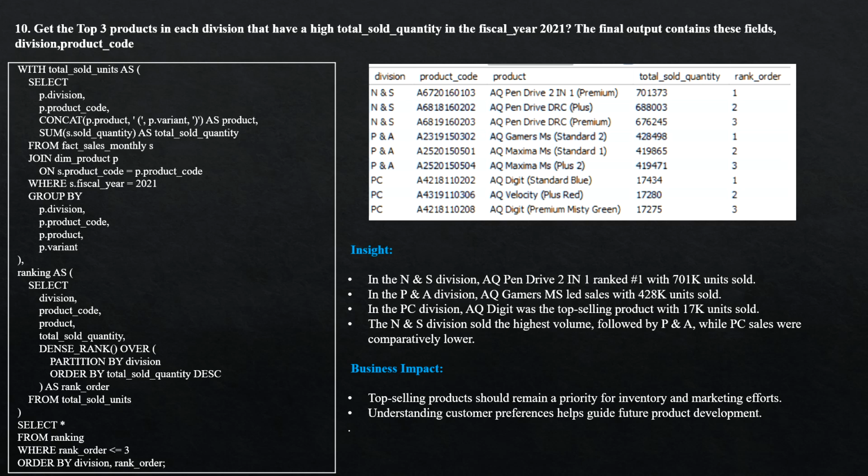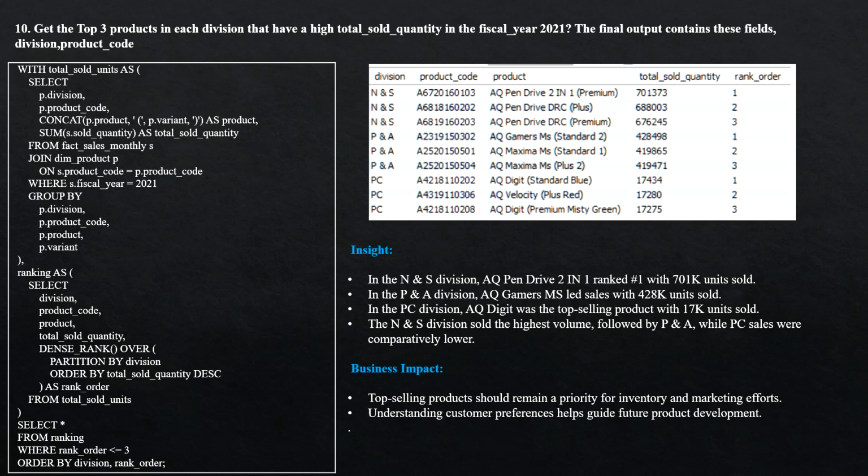Inside I found that in the N&S division, AQ Pen Drive 2-in-1 ranked first with 701K units sold, and in the P&A division, AQ Mouse leads sales with 428K units sold. In the PC division, AQ Digit was the top selling product with 17K units sold, and the N&S division sold the highest volume, followed by P&A, while PC sales were comparatively low.